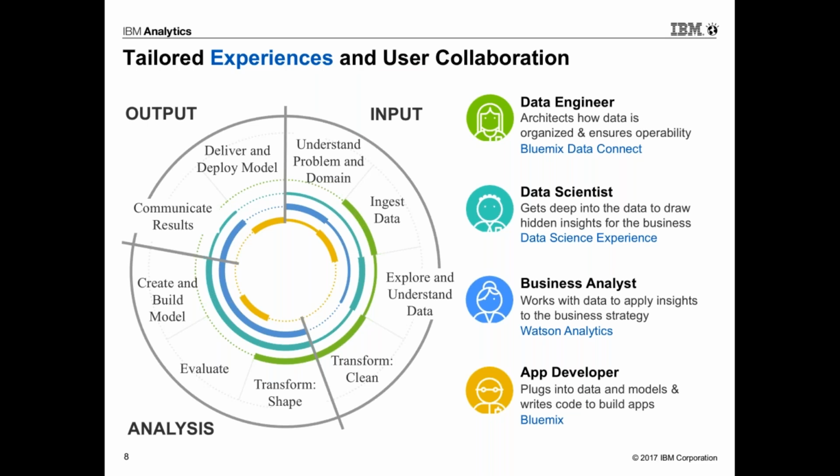After these steps comes the output step, where we communicate results and deliver and deploy the model, basically presenting it to the client or to our executives in the form of dashboards and reports. And then there are four functions for industry segments.